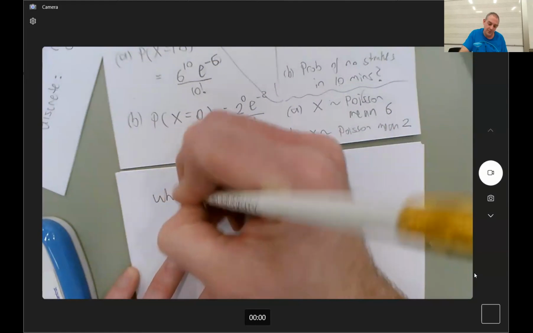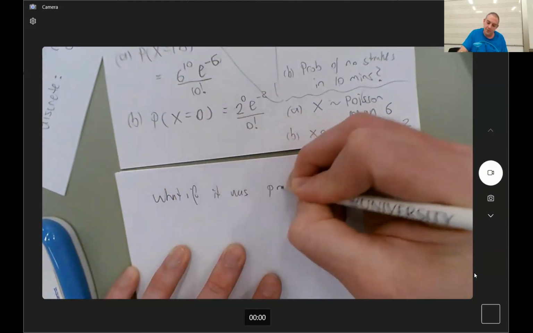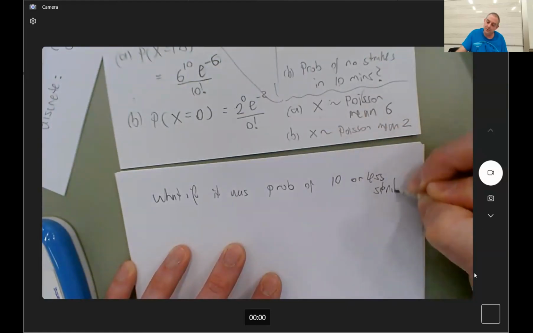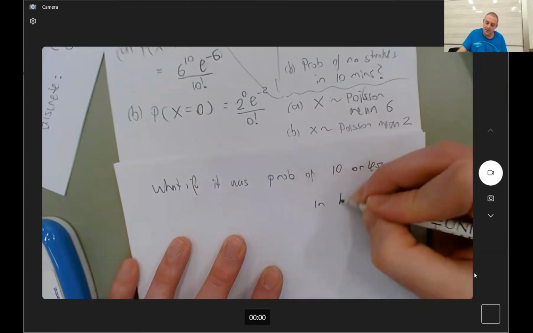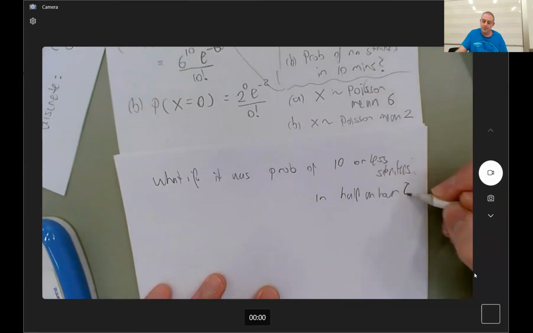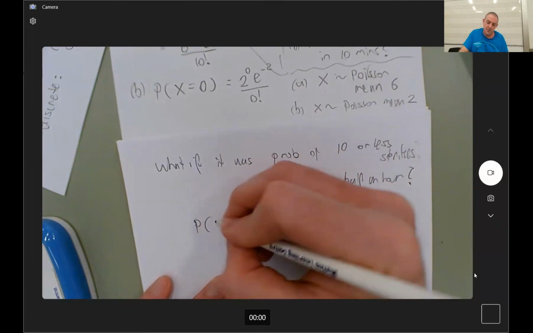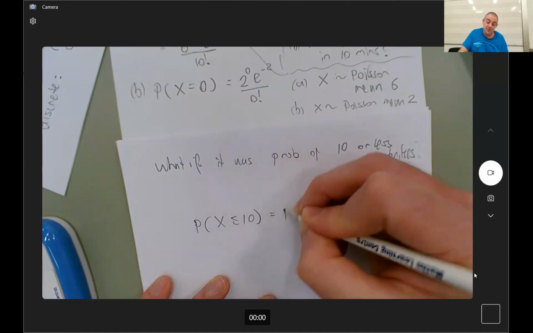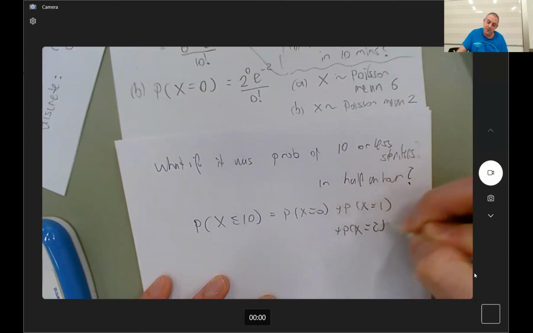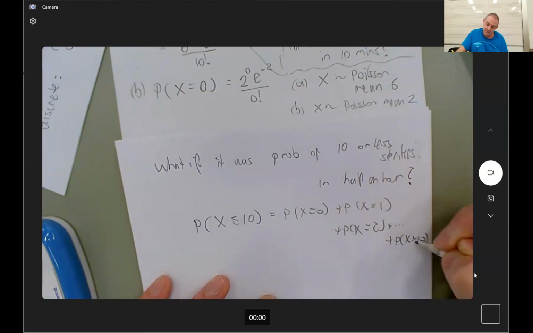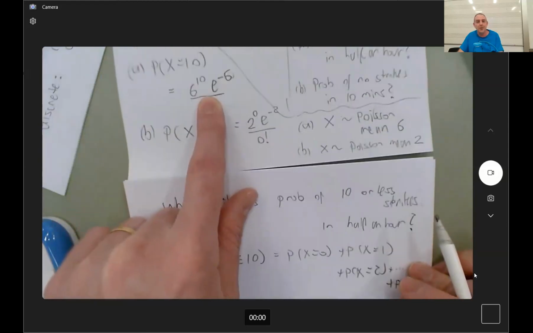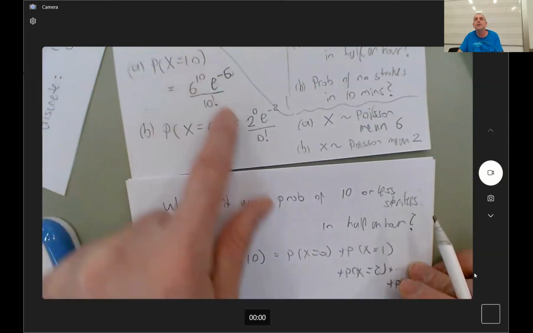So just a second. What if it was the probability of 10 or less strikes, in half an hour? Then I would say that I need the probability that x is less than or equal to 10, which is probability that x is 0 plus probability that x is 1 plus probability that x is 2 up to probability that x is 10. If you really wanted to do it by hand, that's what you would have to do. And each of those would go with this formula, but with this number changing from 0, 1, 2, 3, etc.